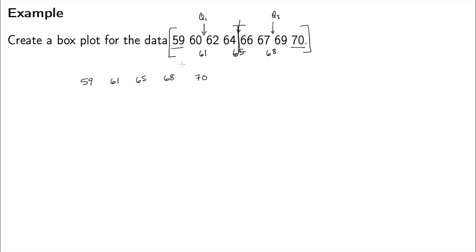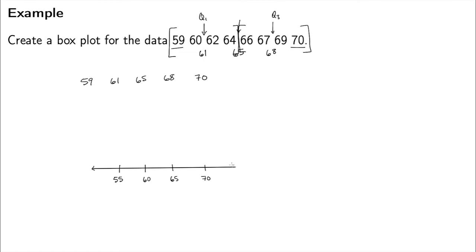Okay, now we're going to draw our box plot. So what I need is a number line. So there's a number line, and we can go ahead and label the important numbers below. So I've got from 59, I'm going up to 70 here. So let's go ahead and say that maybe here's 55. We'll go by 5. 55, 60, 65, and 70. And that's actually all I need. So there's our number line.